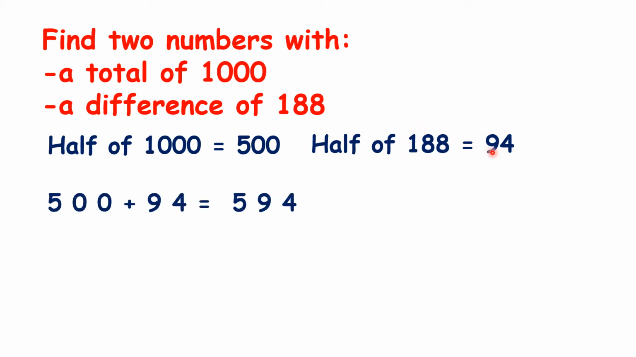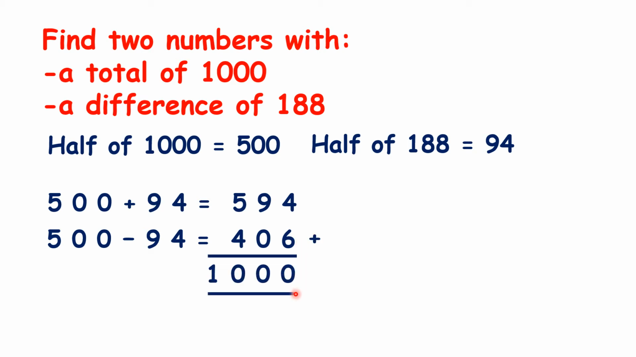Then we add half our difference to half our total to get 594. And then we can subtract half of our difference from half of our total to get 406. So our numbers are 594 and 406 because we can add to make 1000 or subtract to make a difference of 188.